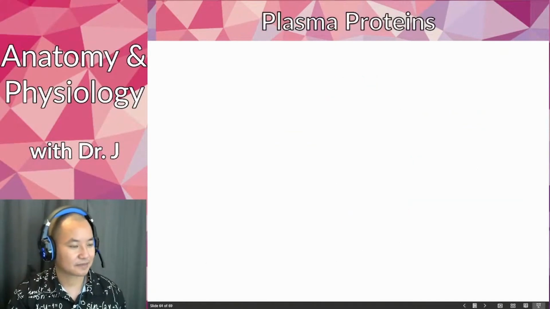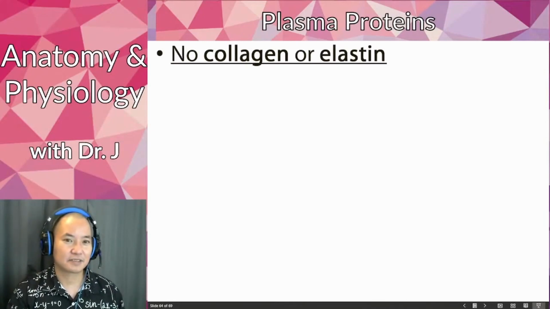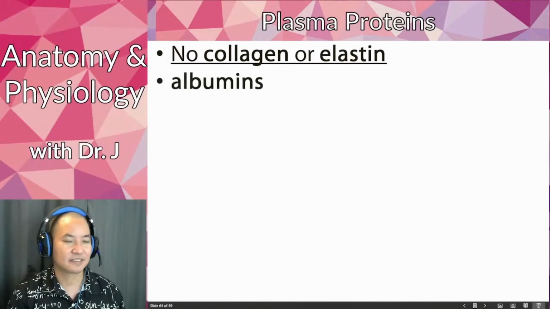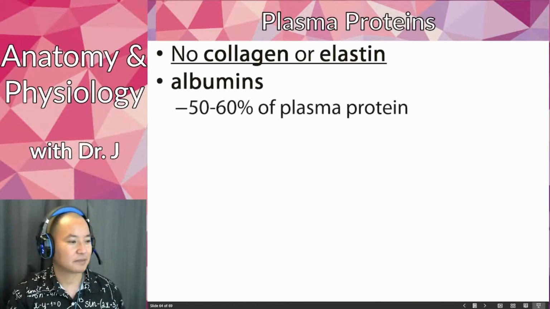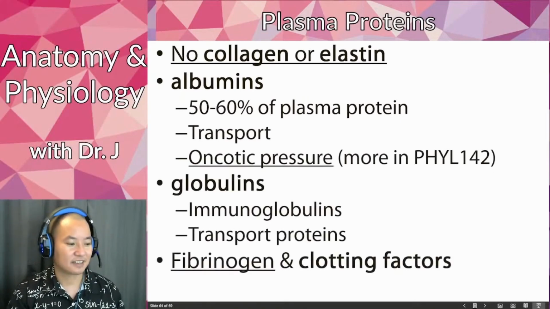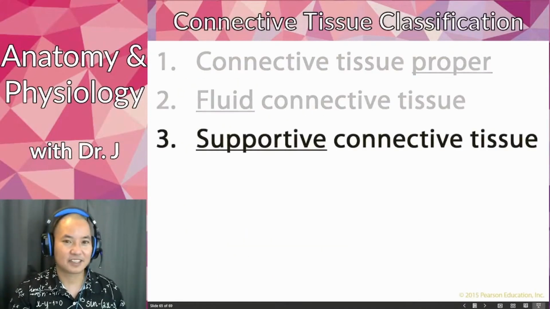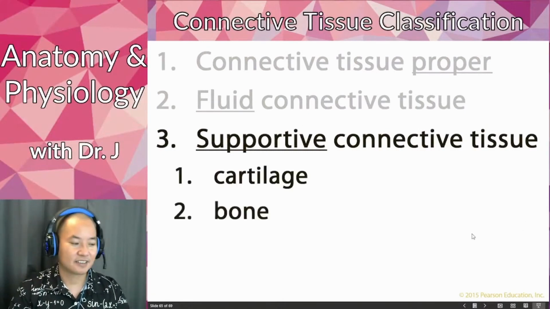Yep, so plasma. And plasma proteins, at this point, just know that the extracellular matrix of blood is a special type of matrix that doesn't have collagen and elastin like connective tissue proper. It has other proteins like albumins, which is something we cover in more detail next semester. But globulins, including your antibodies, and proteins important in forming the clots when you bleed. Okay, and support connective tissue, just know for at this point, cartilage and bone.